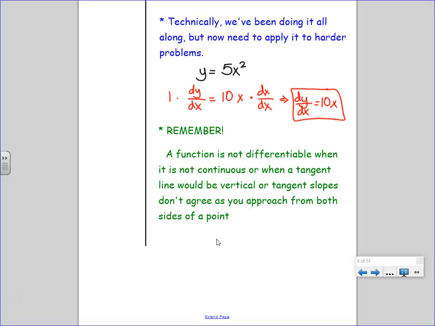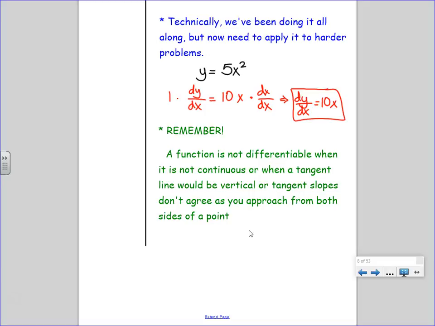But going back to the one that talked about differentiability, remember differentiability, able to be derived, differentiated, right? Able to be derived or able to be differentiated. This one does a quick reminder. A function is not differentiable when either it's not continuous, or even if it is continuous, when the tangent line would be vertical, or the tangent slopes don't agree as you approach from both sides of a point.